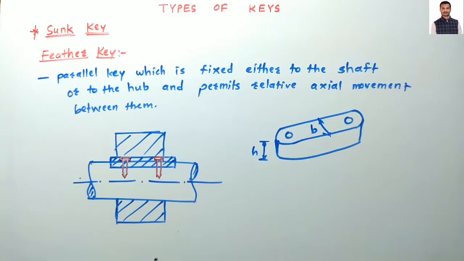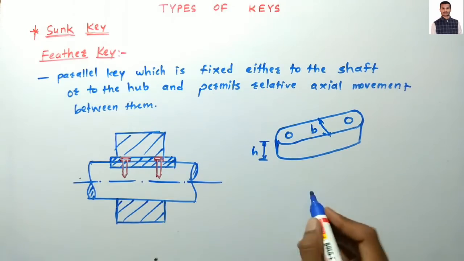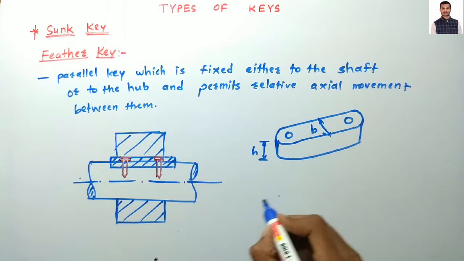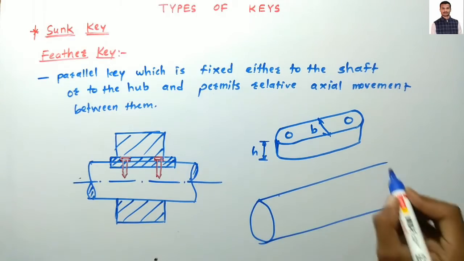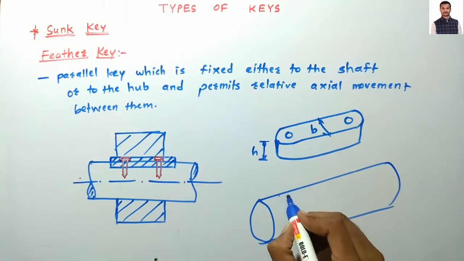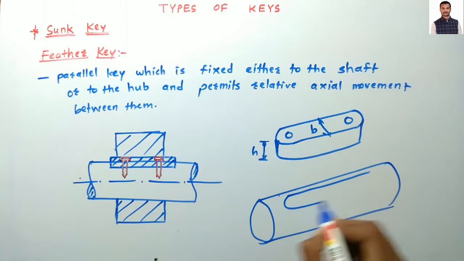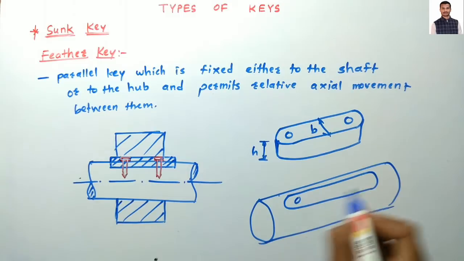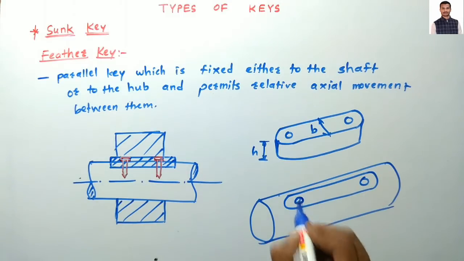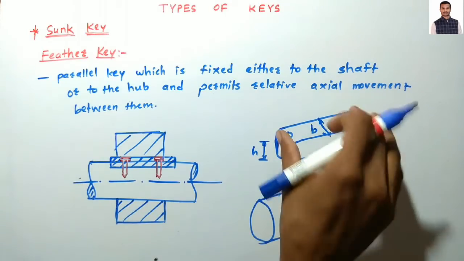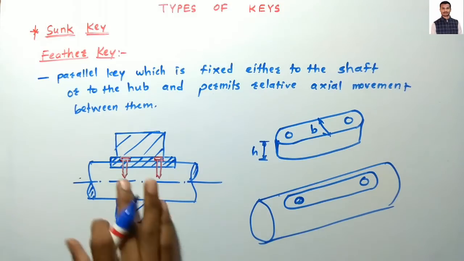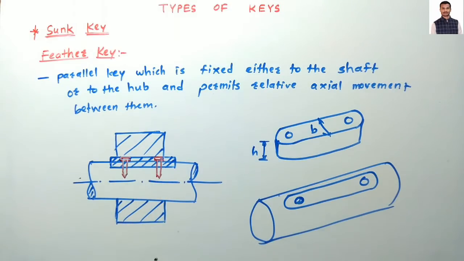So height is uniform, width is uniform, so it is a parallel key. And in the shaft also the slot is provided. In the shaft, this is the slot or keyway. So this is the keyway and this is the key. The key is fitted in the shaft by using these tap screws. So this is the feather key.